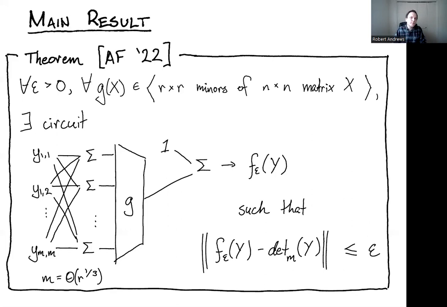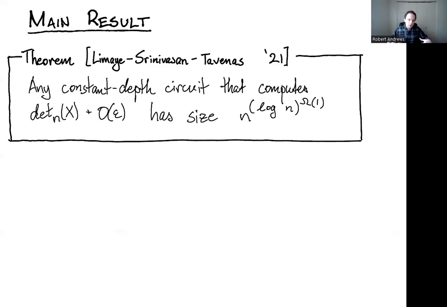Now let me tell you one immediate corollary of this. So last year, there was this wonderful breakthrough result by Limaye, Srinivasan, and Tavenas, who showed that any constant depth circuit that computes the n by n determinant has to have size that is super polynomial in n.